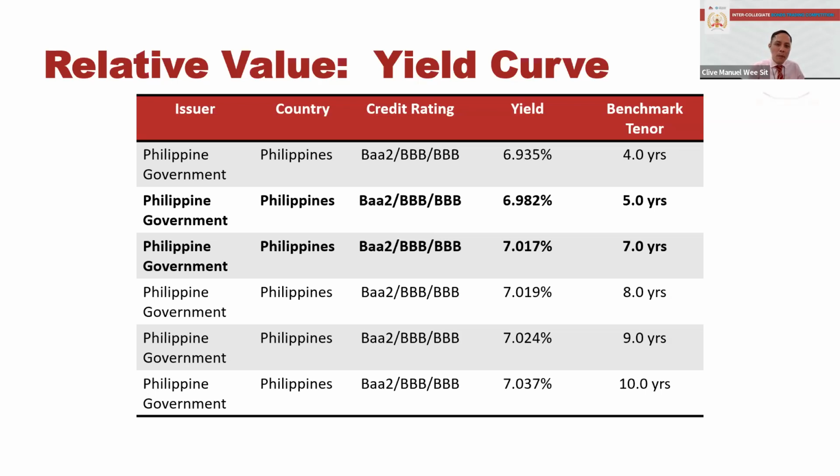So if you plot the yields of the government securities across the curve, this is what it will look like. So here, where is the relative value? The relative value is clearly on the 5-year and 7-year tenor. And why is this so? How do you know? Because the yield curve is quite flat in this particular example.